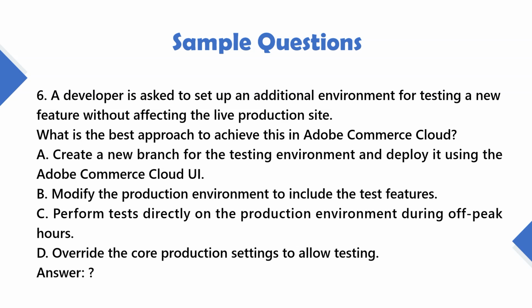6. A developer is asked to set up an additional environment for testing a new feature without affecting the live production site. What is the best approach to achieve this in Adobe Commerce Cloud? A. Create a new branch for the testing environment and deploy it using the Adobe Commerce Cloud UI. B. Modify the production environment to include the test features. C. Perform tests directly on the production environment during off-peak hours. D. Override the core production settings to allow testing.